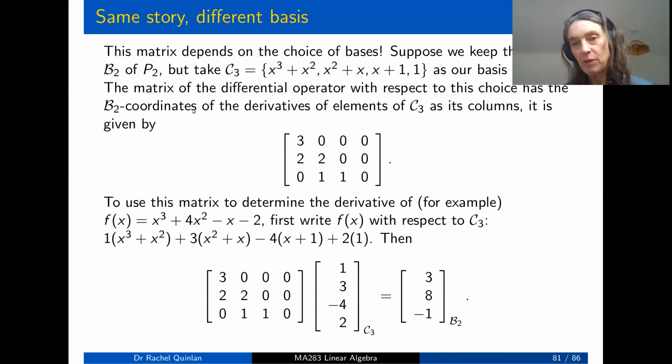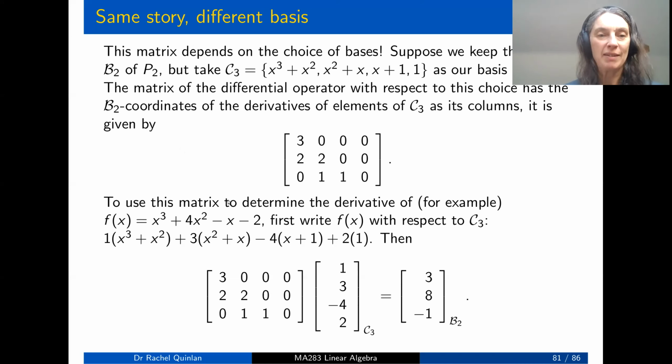Well, what this matrix should do, if you want to use it to calculate the derivative of some polynomial, is you should write the polynomial as a column vector in its coordinates with respect to C3, which is the basis with respect to which this matrix is written. So that means we have to figure out, if we give ourselves some polynomial, how to write it in terms of the basis C3. Then we have a column vector with 4 entries, the C3 coordinates of this vector. We can multiply that by the matrix, and the output of that should be the derivative of the polynomial with respect to the basis B2.